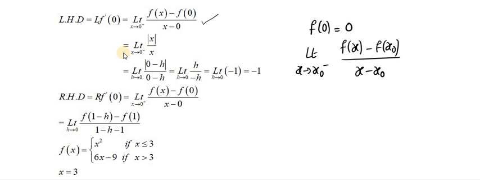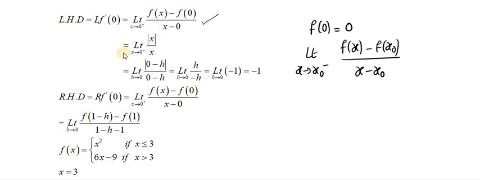Next, changing the limit x tends to 0 minus to h tends to 0 by replacing x by 0 minus h. We know that the modulus of a negative quantity is positive. 0 minus h is minus h. h gets cancelled. Then we are going to get minus 1. Limit of a constant is itself. Therefore, LHD value is minus 1.